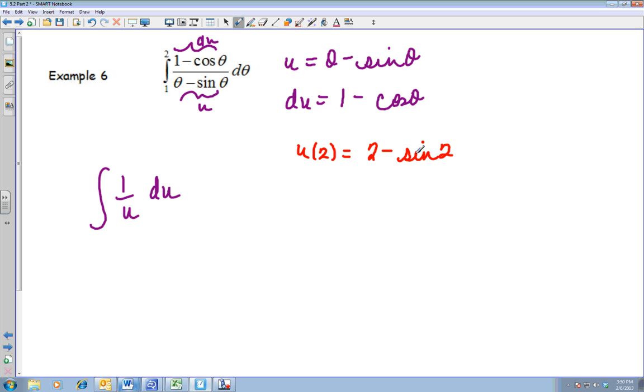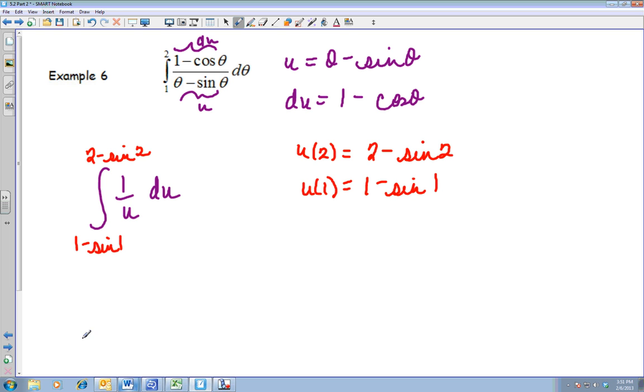So instead of trying to figure out what that is, we're just going to say that's 2 minus the sine of 2. That's my new upper limit. Let's replace our 1. So that's going to be 1 minus the sine of 1. So even though it looks weird, we're going to go ahead and go with it. 1 minus sine of 1.